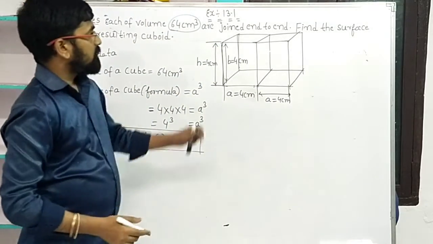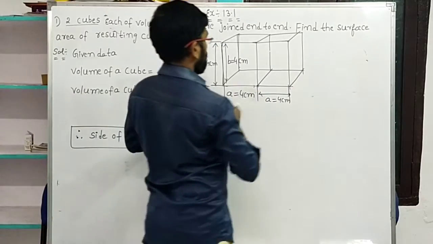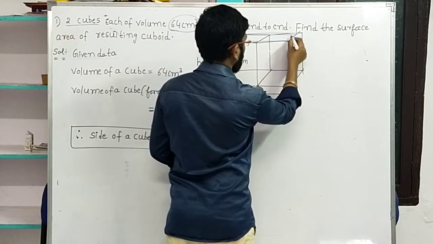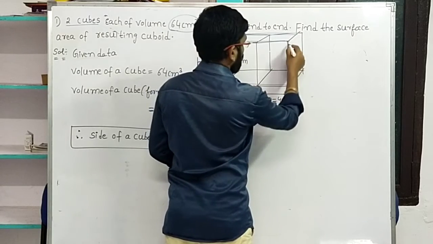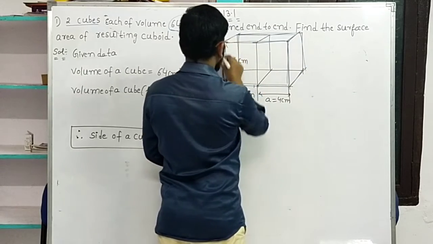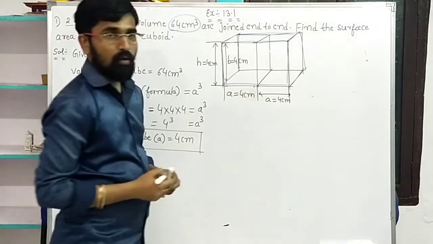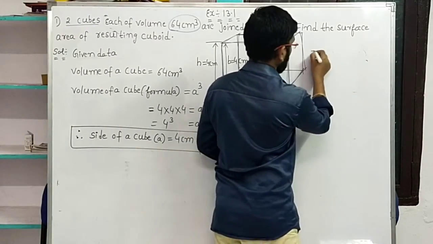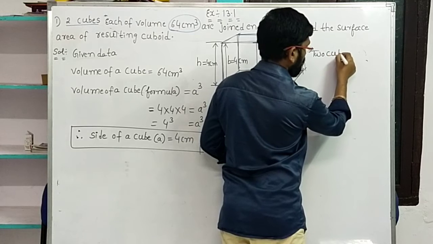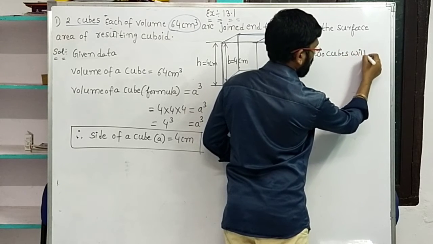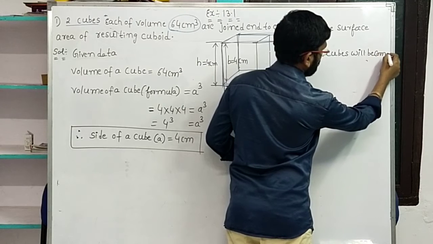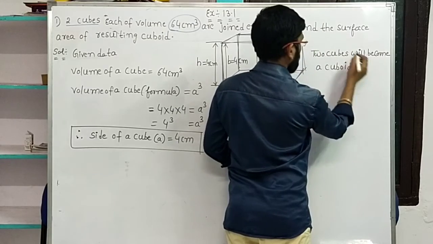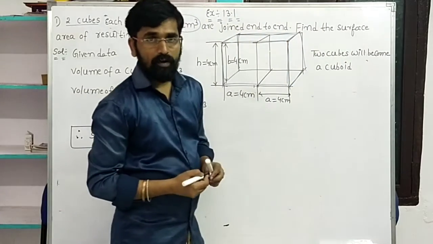Now this total is regarded as a cuboid. If you join the two cubes, the joining of two cubes will become a cuboid. The joining of two cubes will become a cuboid. So two cubes will become a cuboid.